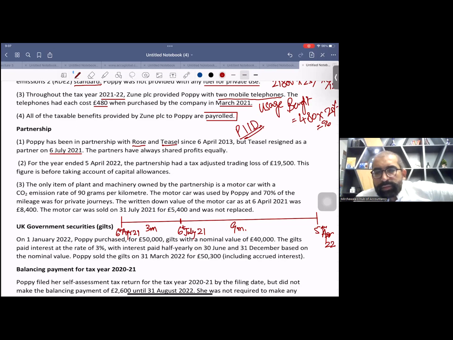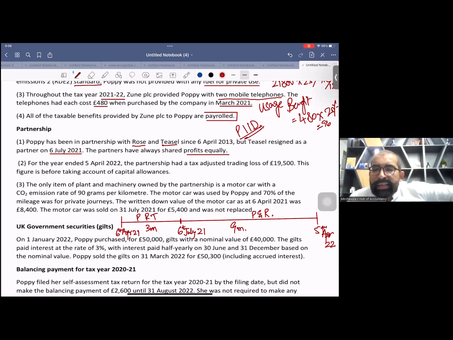So in the first 3 months, we have to do a separate appropriation, and for the last 9 months, a separate appropriation. In the first 3 months, there are 3 partners: Poppy, Rose, and Tees, P, R, and T. And in the last 9 months, there are only 2 partners, P and R. Now, one more good news. The partners have always shared profits equally. What does it mean? When there were 3 partners, equal means 1/3, 1/3, 1/3.